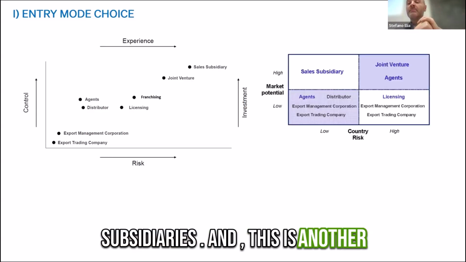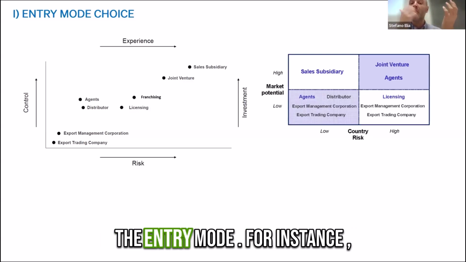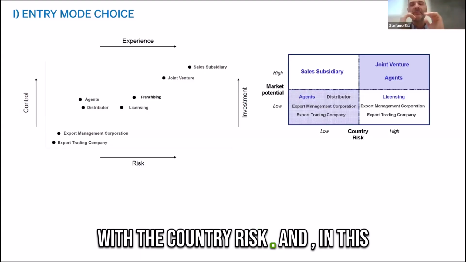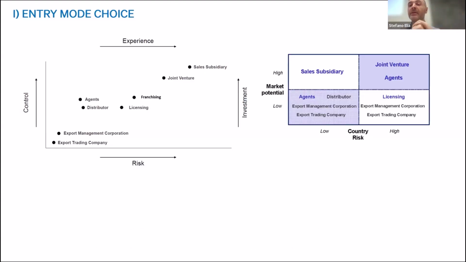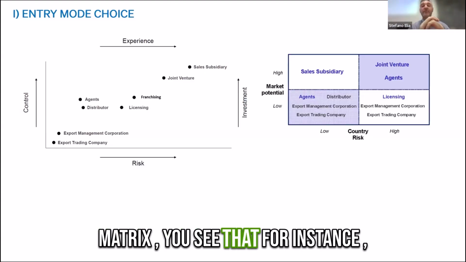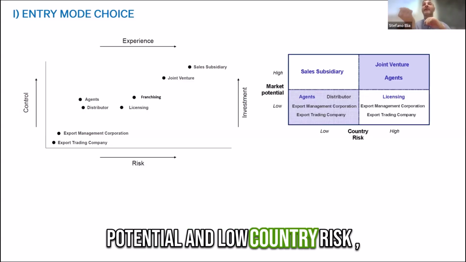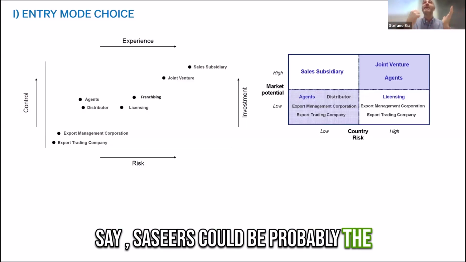And this is another matrix that you can use to select the entry mode. For instance, comparing the market potential with the country risk. In this matrix, you see that, for instance, whenever you have a high market potential and low country risk, say subsidiaries could be probably the best option.